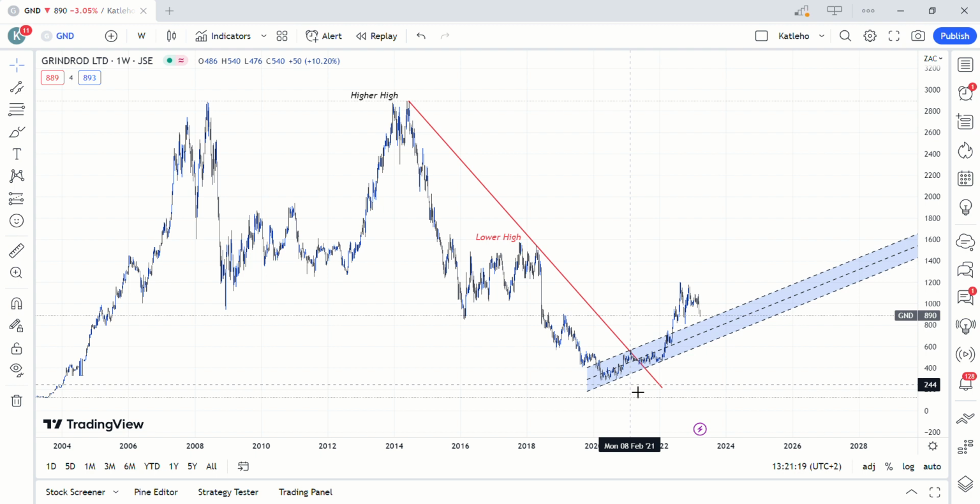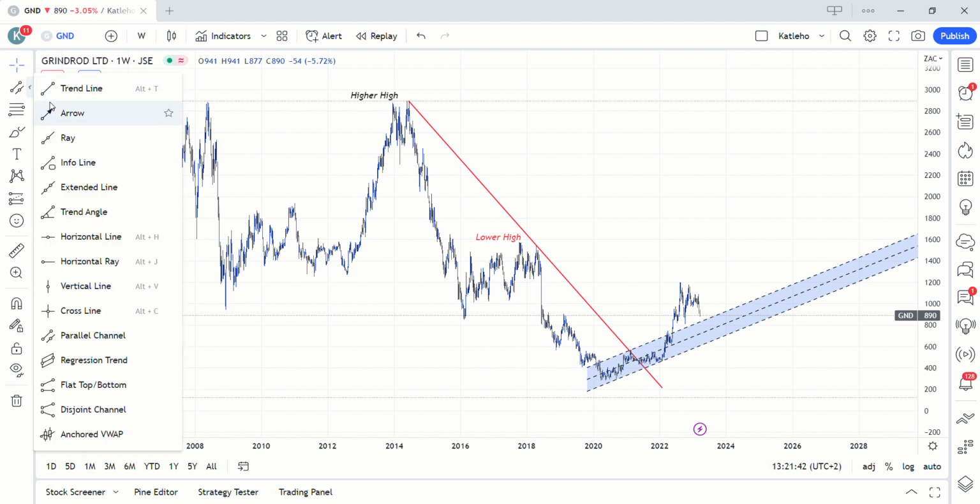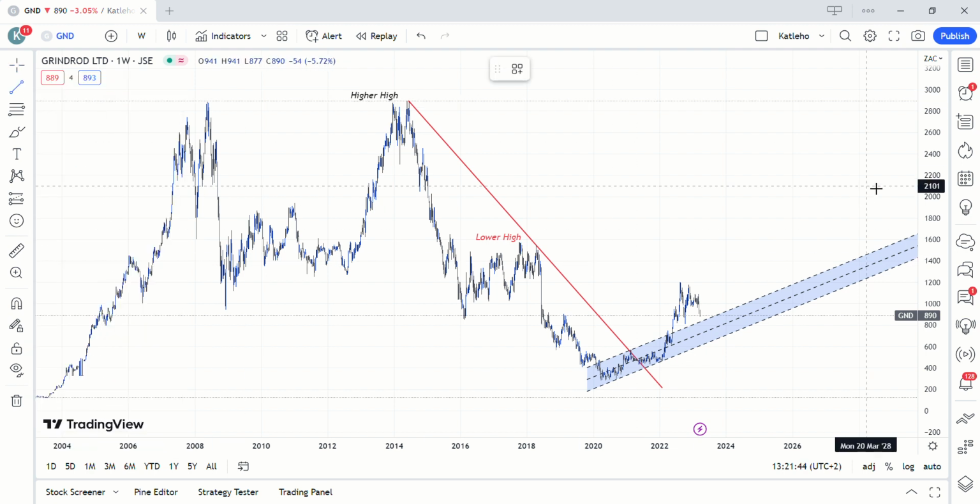So right now, we want to know where we can buy the stock, which price level we can buy it at. So we are using a parallel channeling technique to determine our buying level. So with this one, we are anticipating the stock to go lower.